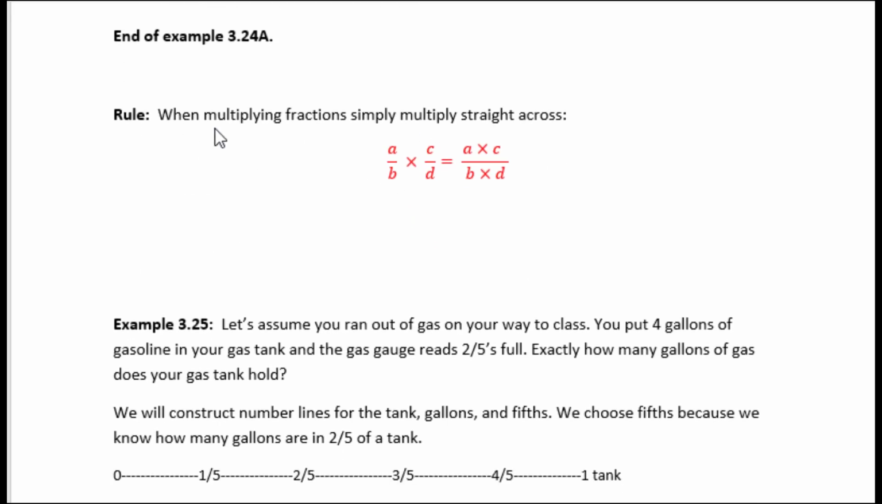So here is the rule. When multiplying fractions, simply multiply straight across. If you have a fraction a over b times a fraction c over d, the product, the answer, is a times c divided by b times d.